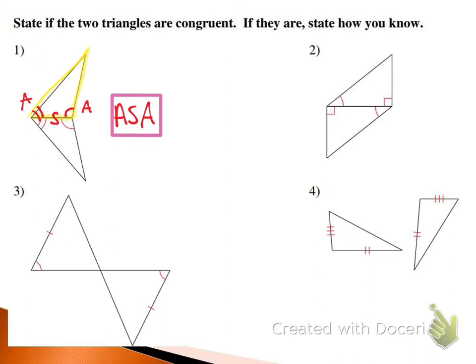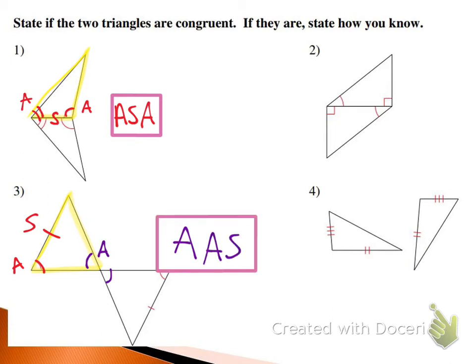And then let's do number 3. Does it look like number 3 on yours? Yes. All right. What do we have marked congruent? An angle, and then a side. So, is there anything not marked congruent that we can understand to be congruent? Vertical angles. So, is it angle, side, angle, or angle, angle, side? Angle, angle, side. The side is not in between.